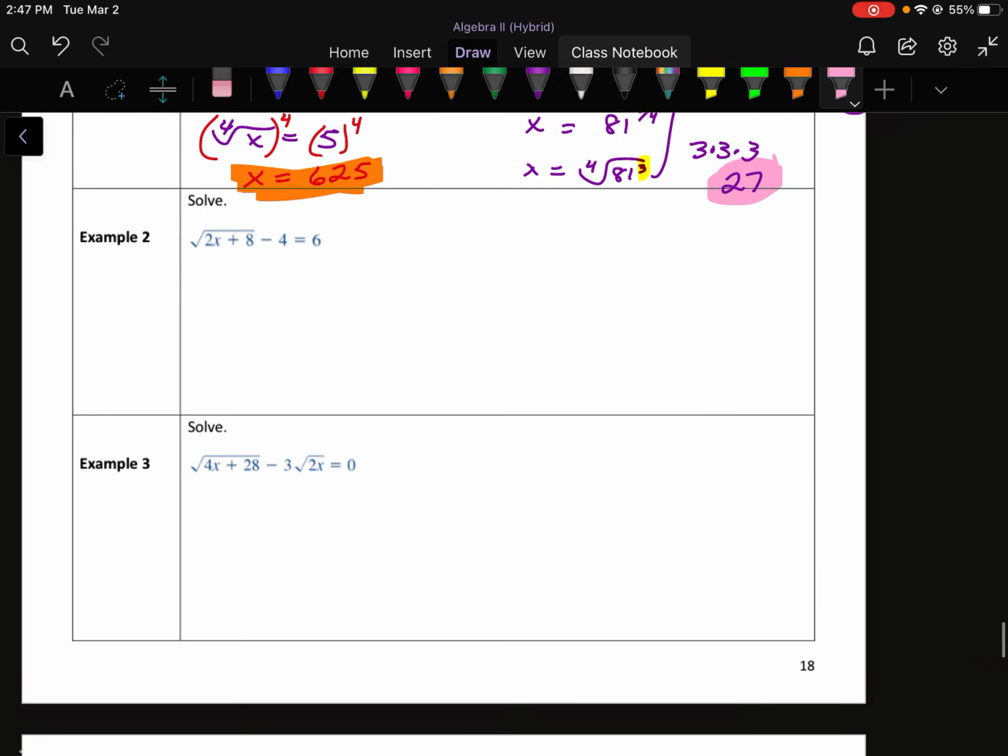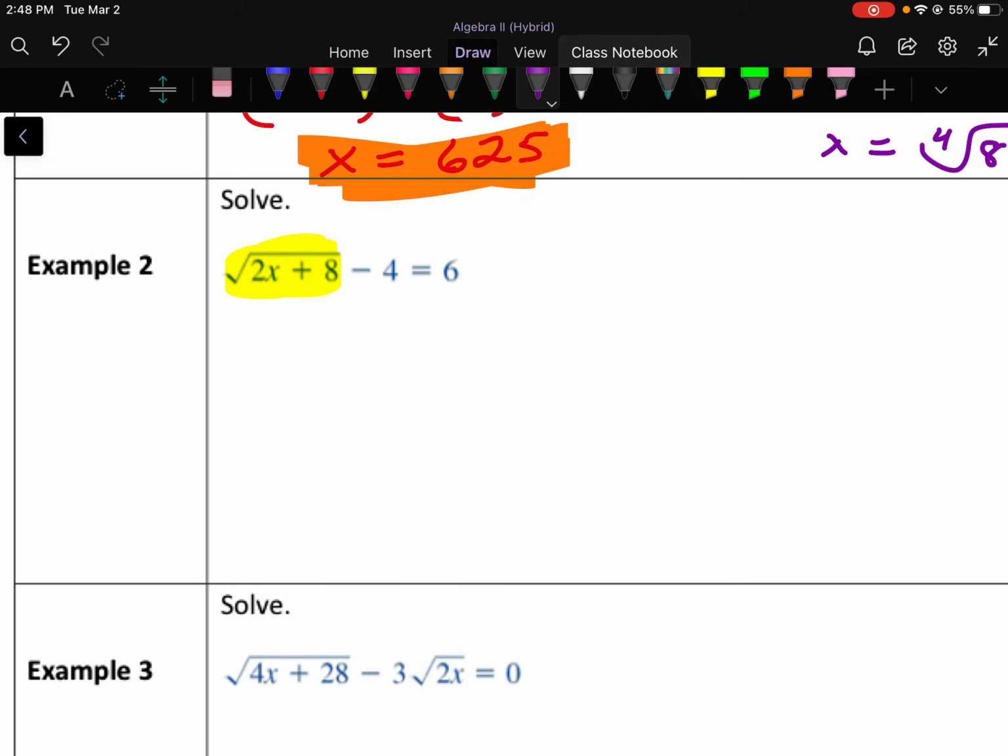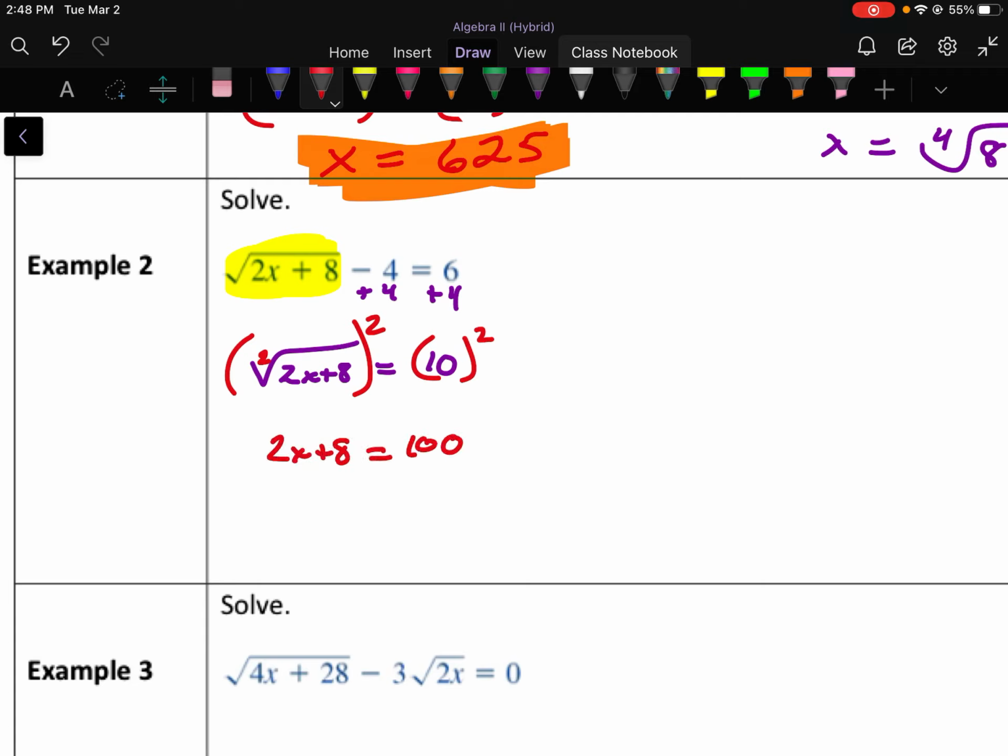All right, let's try another, maybe just a little bit more difficult. So we have the square root of 2x plus 8 minus 4 equals 6. So again, we want to isolate whatever is underneath the radical first. So start by adding 4 to both sides. Okay, now that we have our radical isolated, we need to undo the radical. And when our index isn't written, it is a 2. So that means if I raise this to the 2nd power, it should undo the radical, but I have to make sure to raise the other side to the 2nd power. So I'm left with 2x plus 8 equals 100.